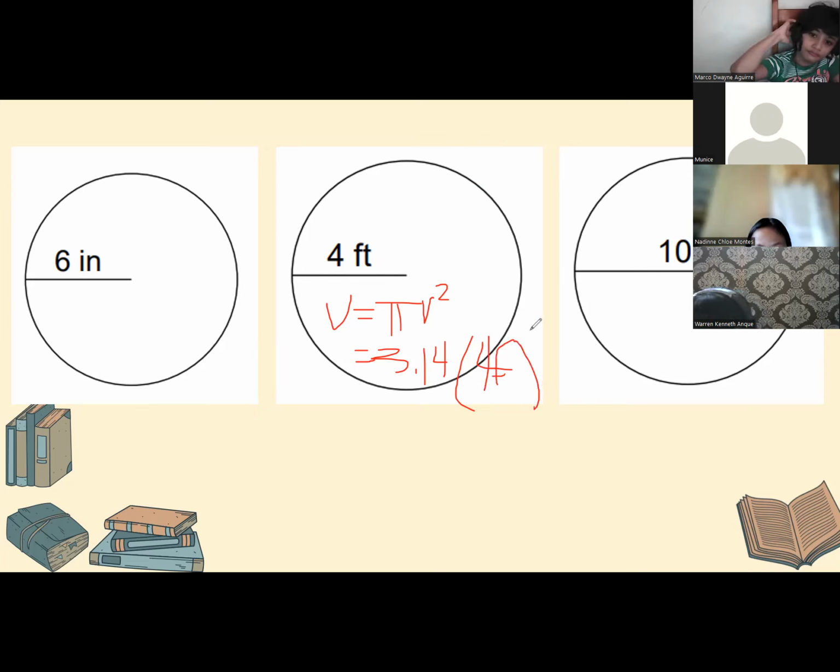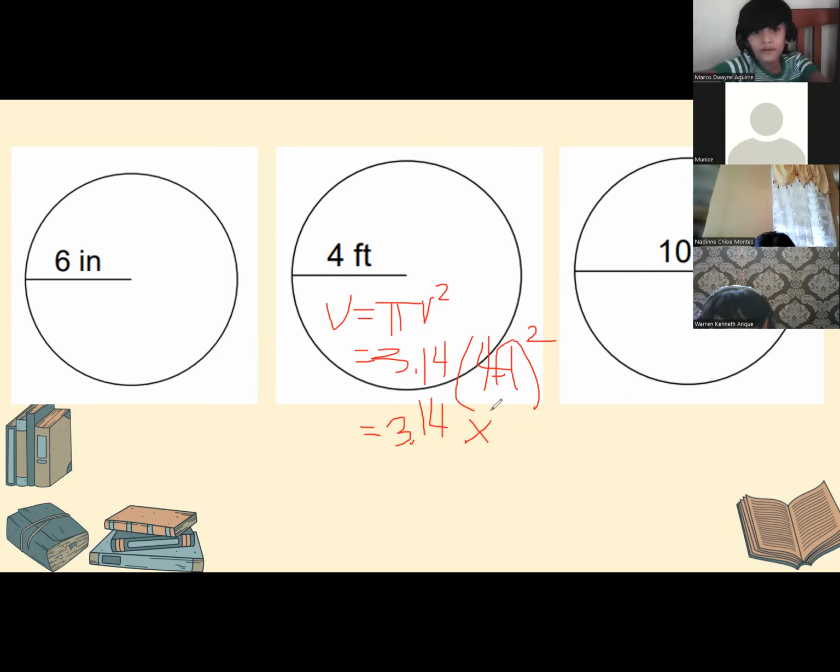Don't forget the squared. Before you multiply it by 3.14, solve first your 4 feet squared. So what is 4 feet squared, Nadine? 4 feet squared is 16. What is it? 16 what? Squared.